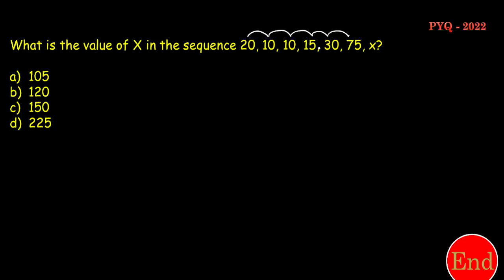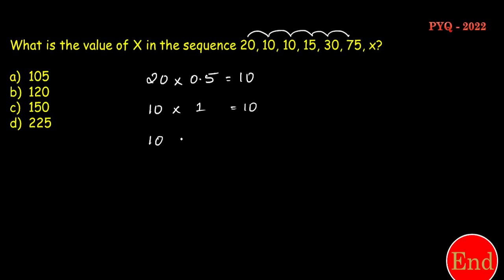Otherwise we need to think whether any multiples or divisions are happening here. First it was 20, then half of 20 is 10, again 10, then it became 15, then 30. So somewhat it was half and double going on. Let's take 20 times 0.5, which is 10. Next, 10 times 1 is 10.